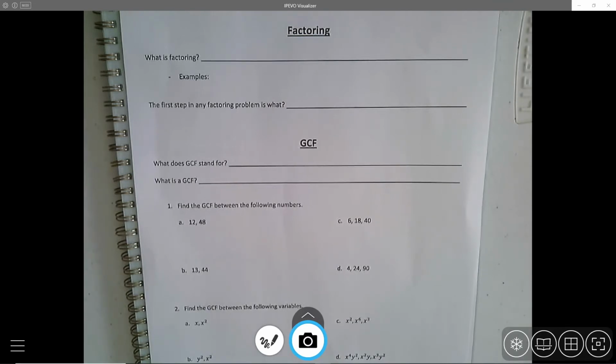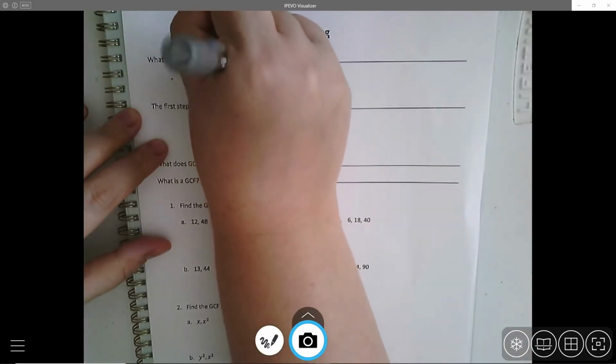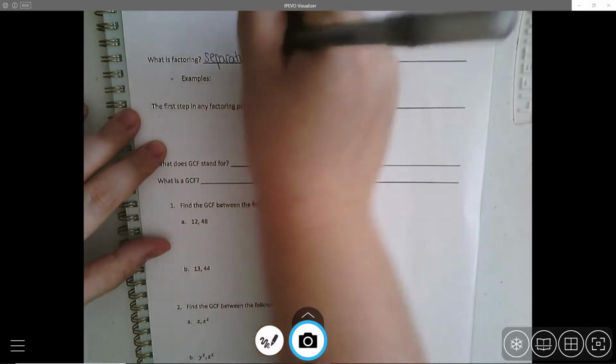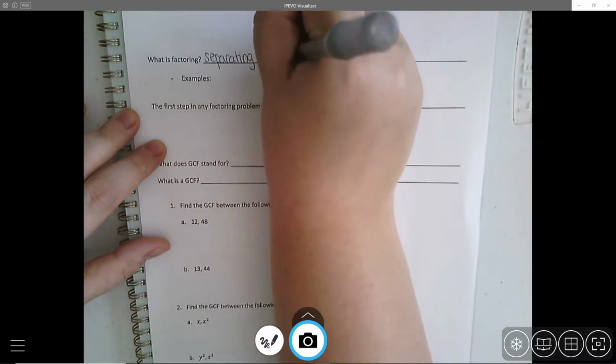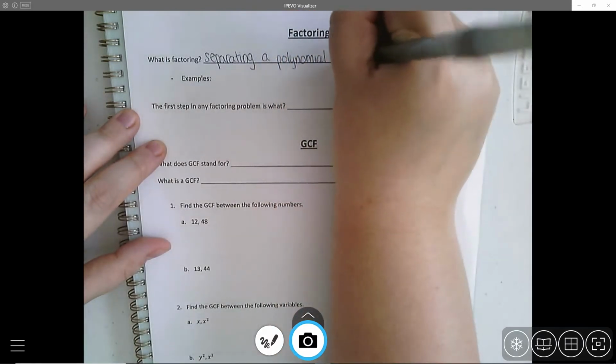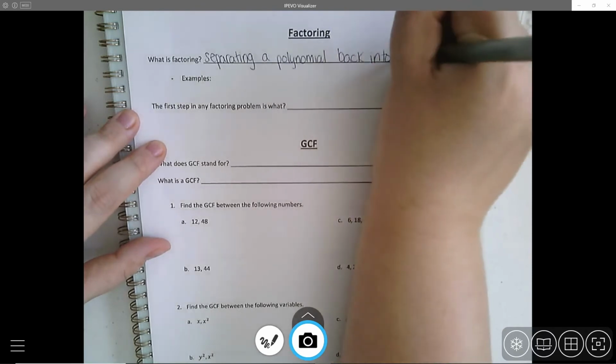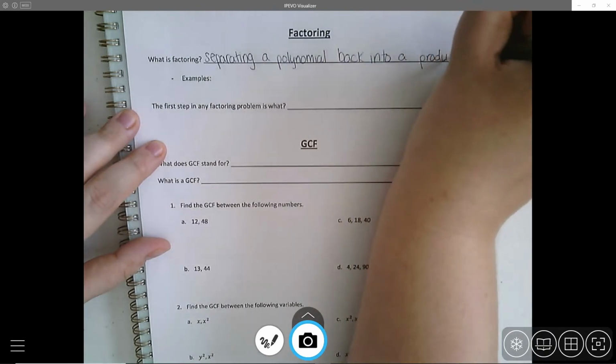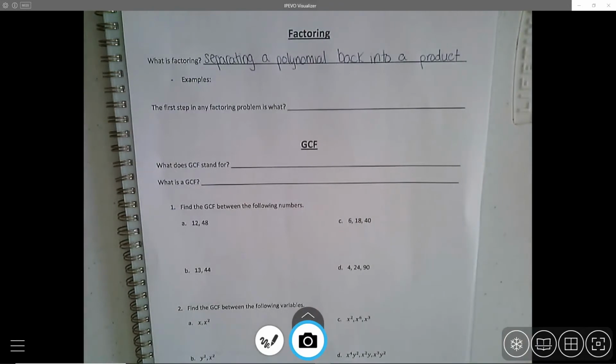So really the first question becomes, what is factoring? It's probably something maybe you've heard of before, maybe you haven't. But let's talk about what factoring is going to mean for us. So when we talk about factoring, we talk about how we're going to separate a polynomial back into a product.